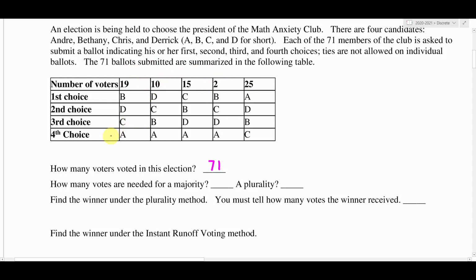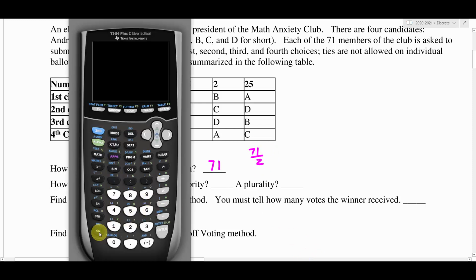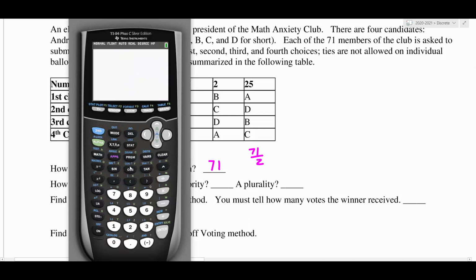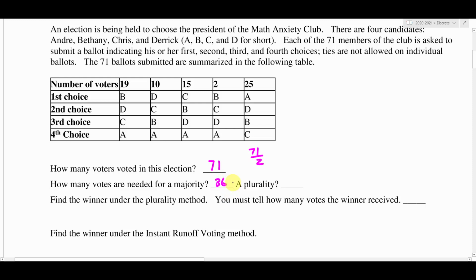But another way that you could find it is to go and add the numbers here at the top of the preference schedules. Okay, so how many votes are needed for a majority? So you have to remember the definition of majority is more than half. All right, so it can't be exactly half, it has to be more than half. So when I do 71 divided by 2, let's see what we get here. Pull up my calculator. You see we get 35.5. So to be more than 35.5, I would need at least 36 votes.